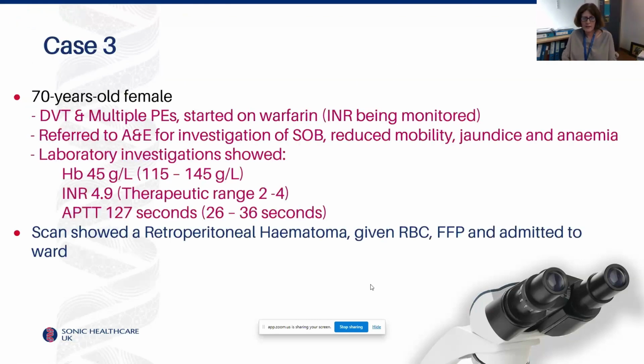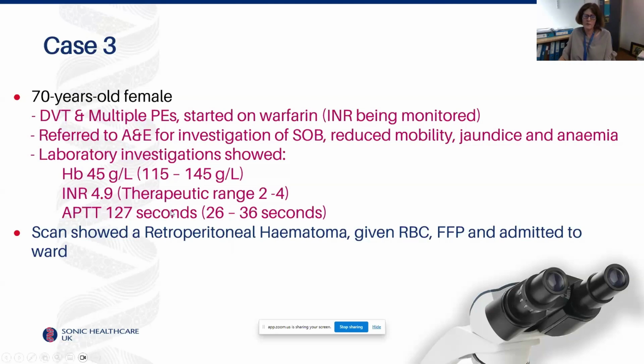So then we've got another case, a 70-year-old female. She was on warfarin. She had DVTs and PEs, so she was on warfarin. She got referred to A&E because she had shortness of breath. Her laboratory investigation showed she was very anemic. She had a very high INR because she was on warfarin, just slightly above her therapeutic range. The APTT was very prolonged. It was 127 seconds. And she also had a retroperitoneal hematoma.